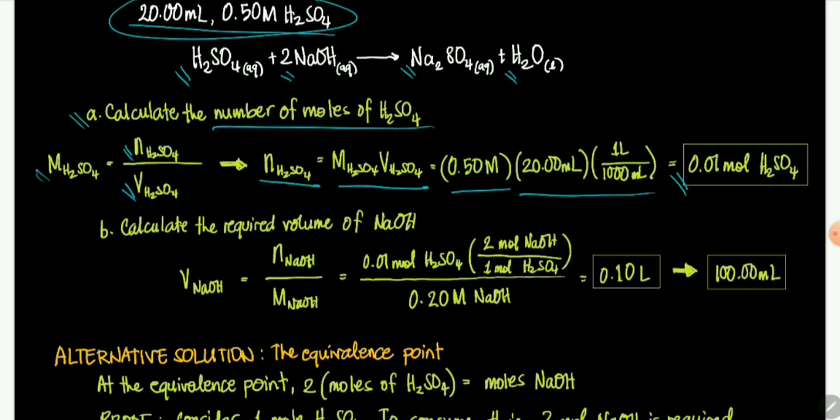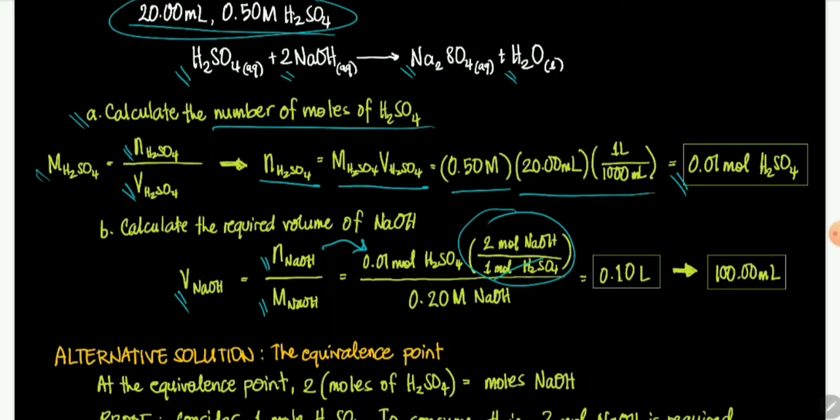Okay? So calculate natin yung required volume ng sodium hydroxide. So the required volume, okay, is yung moles of sodium hydroxide over the molarity of the sodium hydroxide. So para makuha natin yung moles ng sodium hydroxide, we need to multiply the number of moles of sulfuric acid by the mole ratio, which is 2 moles of sodium hydroxide per mole ng sulfuric acid.